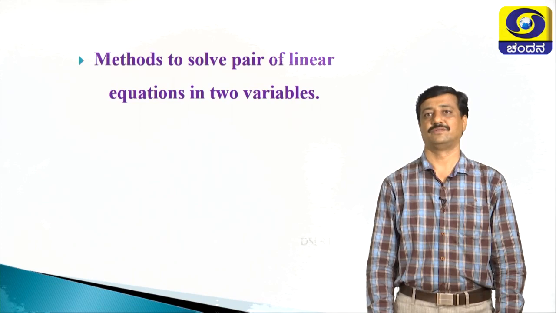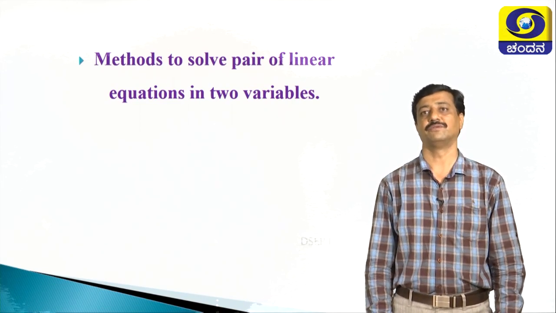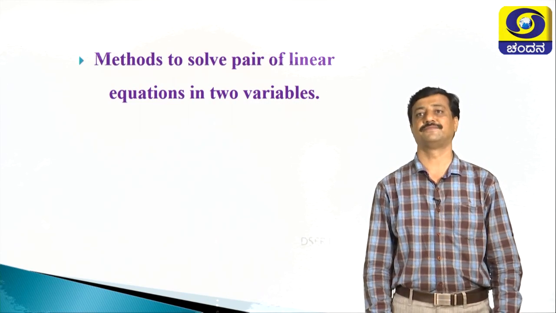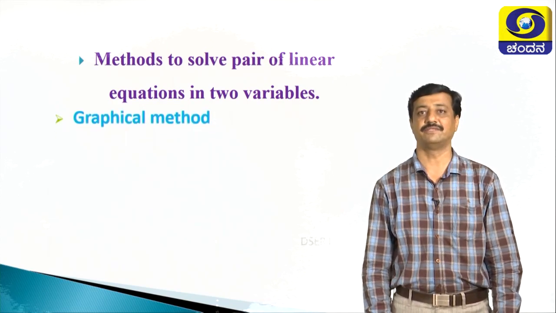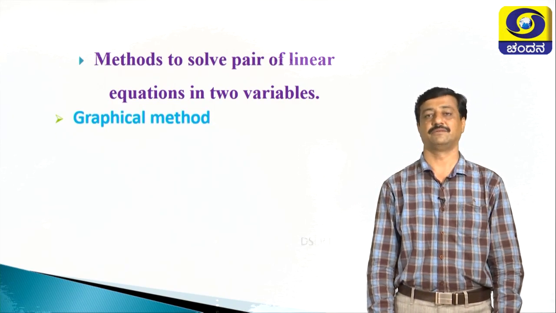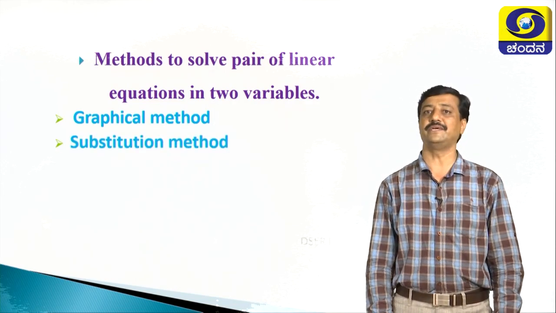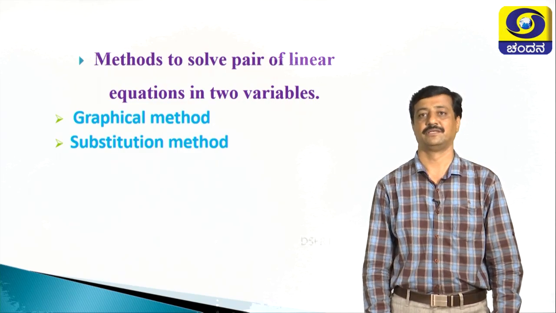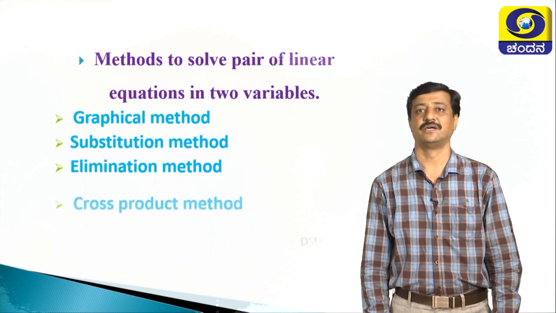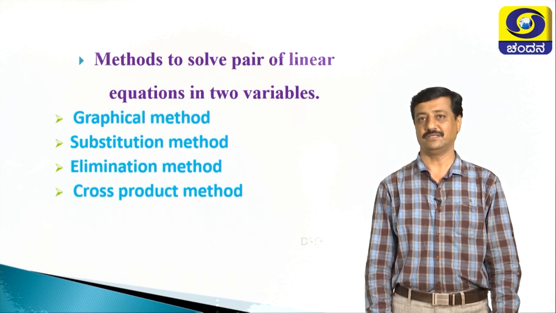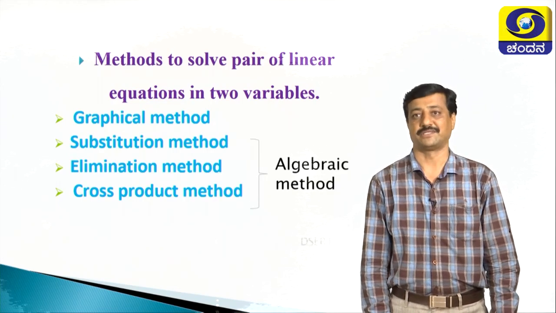The second point is how to solve the pair of linear equations in two variables. We are going to find the solutions by different methods. We have the first method called graphical method, which is also very important from the examination point of view. The second method is substitution method. The third one is elimination method. The last one is cross product method. Here the last three methods are called algebraic methods.